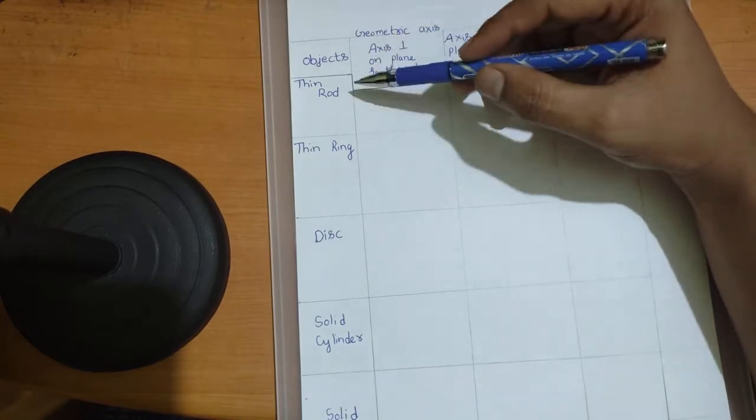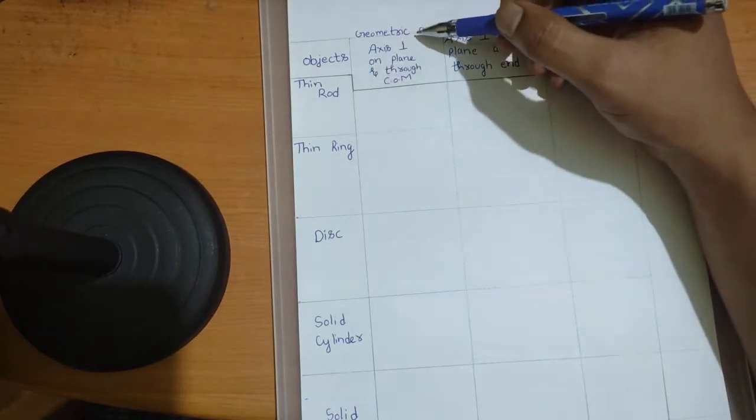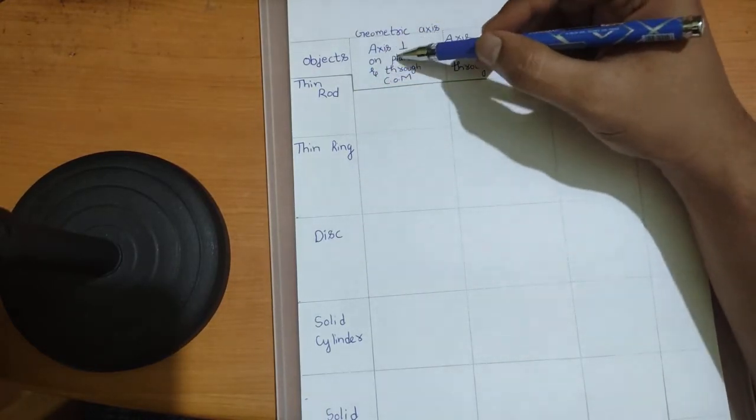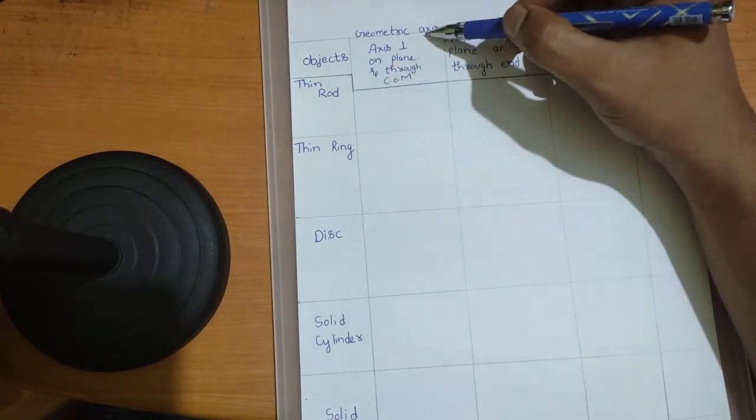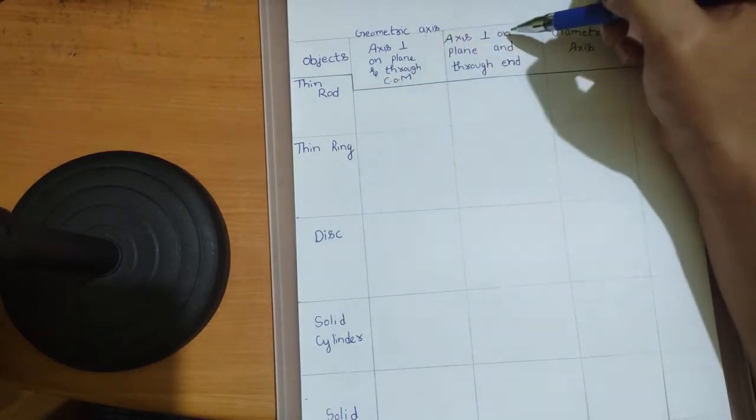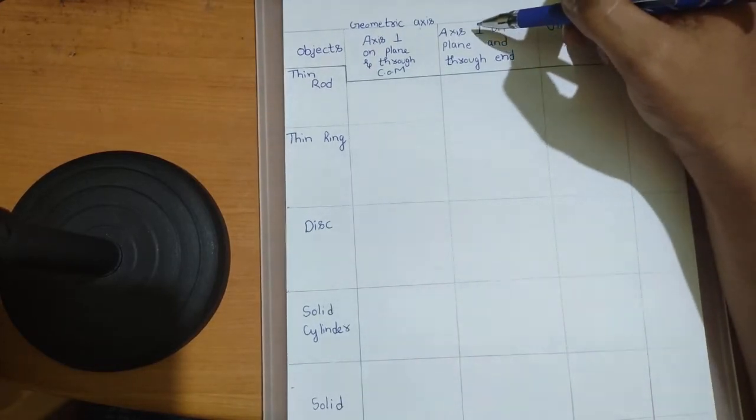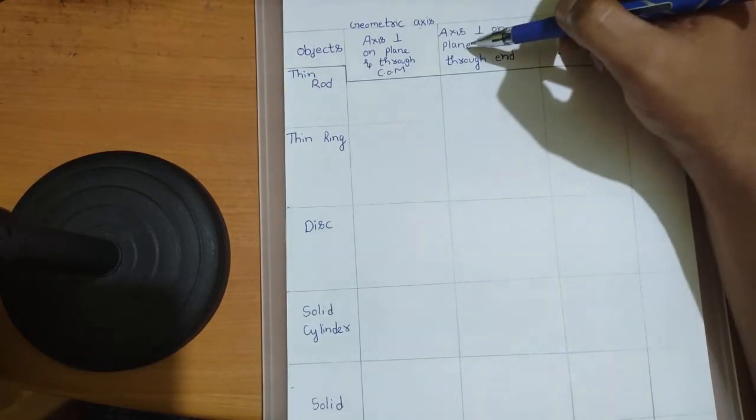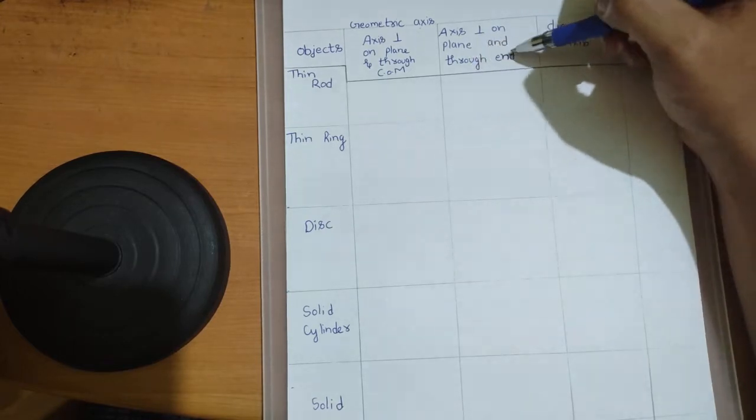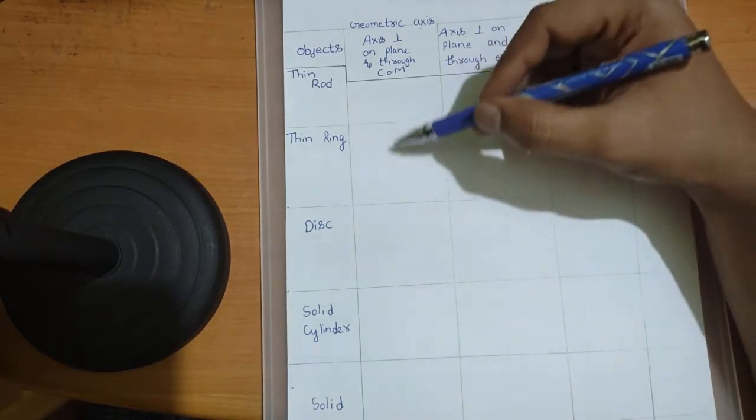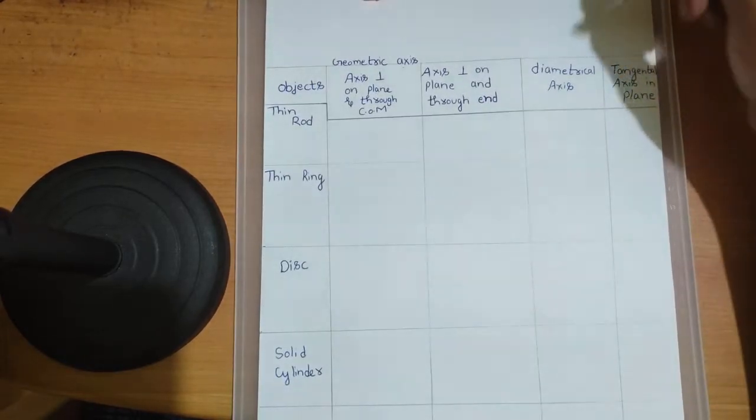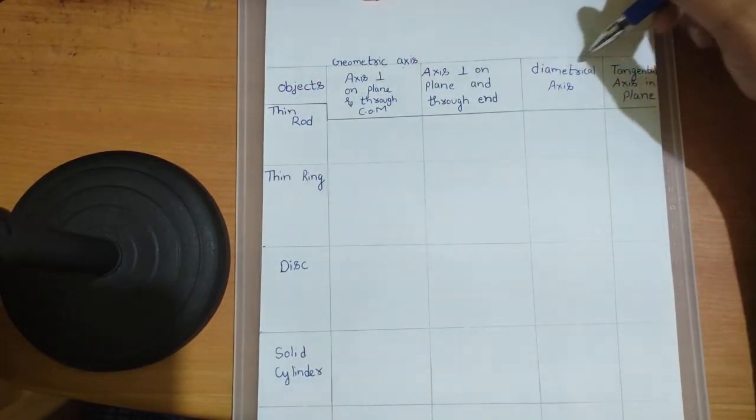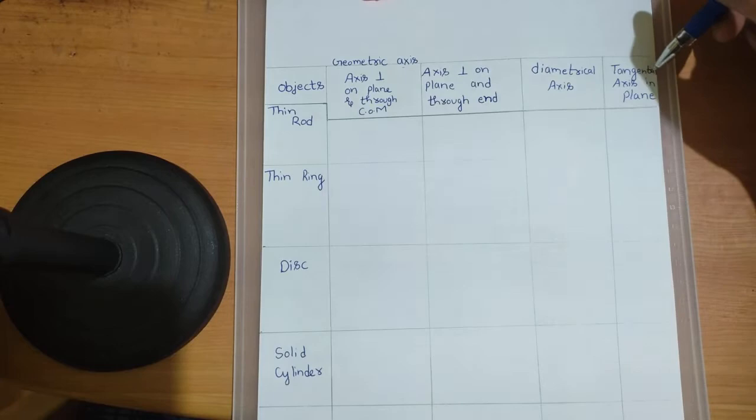We will be calculating the moment of inertia from its geometric axis, the axis perpendicular to the plane and passing through the center of mass. We call this the geometric axis. Next, we will calculate the moment of inertia about the axis perpendicular to the plane and passing through one end. While solving, I'll explain all this in a detailed way. The third criterion is the diametrical axis, and the fourth is the tangential axis in a plane.